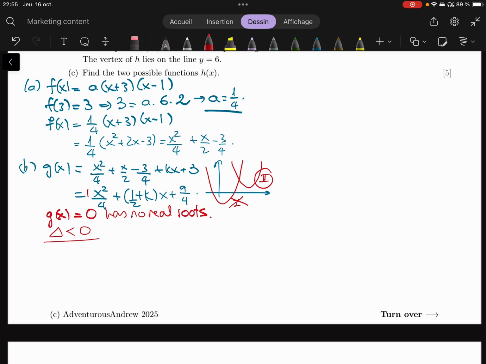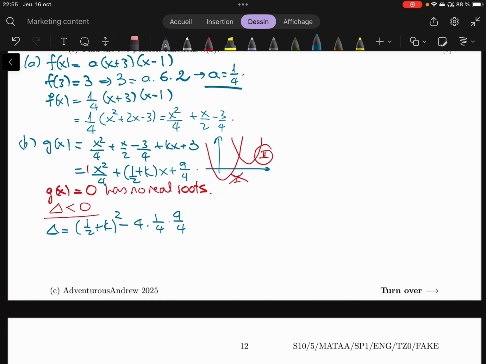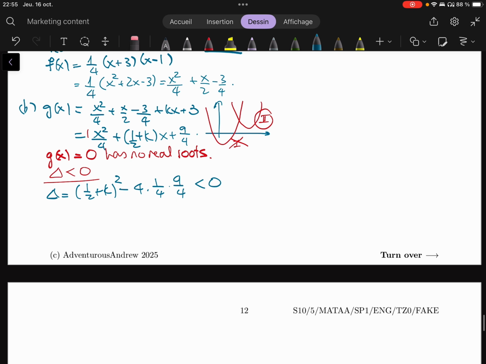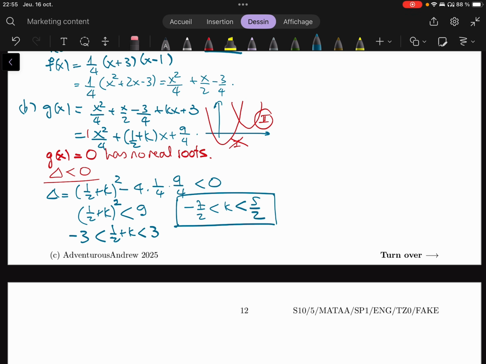And thus, the discriminant has to be strictly less than 0. So the discriminant is (1/2 + k) squared minus 4 times 1/4 times 9/4, and this has to be strictly less than 0. And we should all know how to solve this inequality. And this would be your final answer.